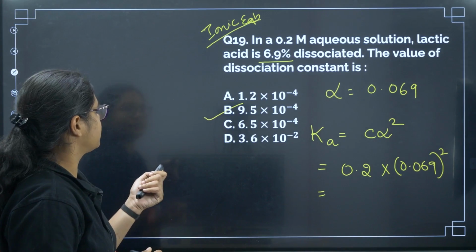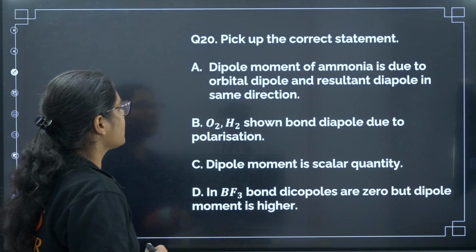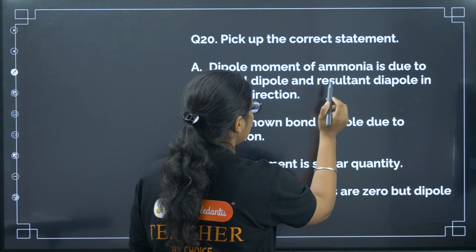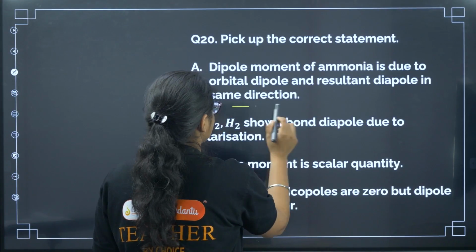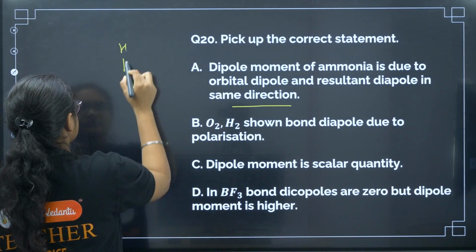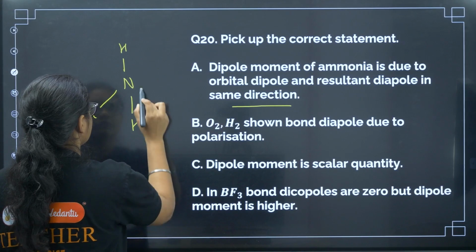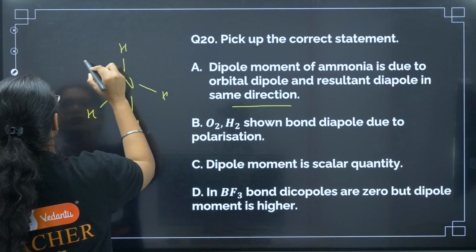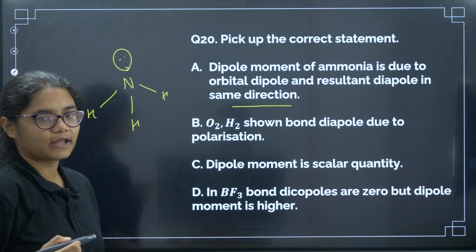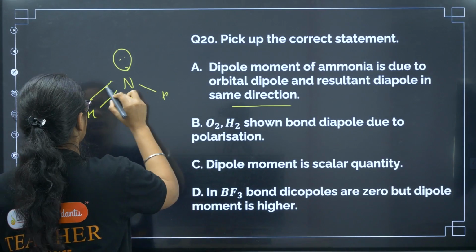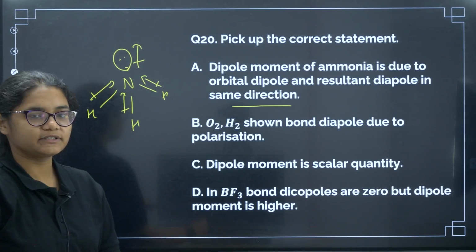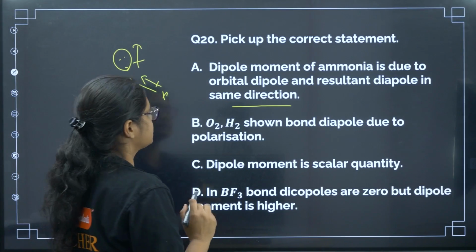Now let us see the next question. Pick up the correct statement. The dipole moment of ammonia is due to the orbital dipole and resultant dipole in the same direction, right. This is correct. In ammonia we have a lone pair here. All the bond dipole moments are towards the more electronegative atom, that is nitrogen, and the lone pair is also in that direction. So these all are in the same direction. So that is the correct statement.